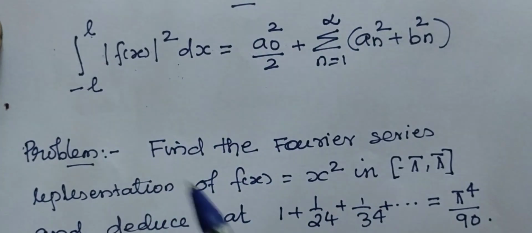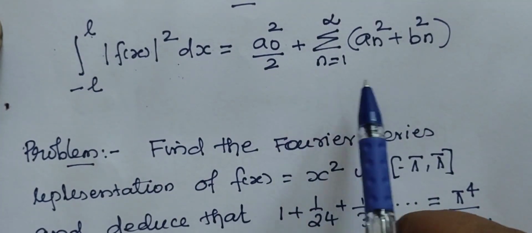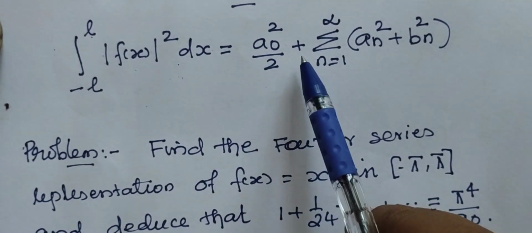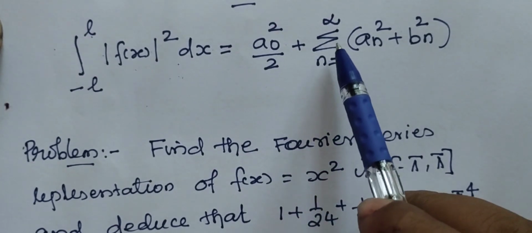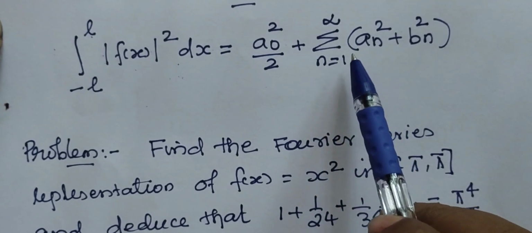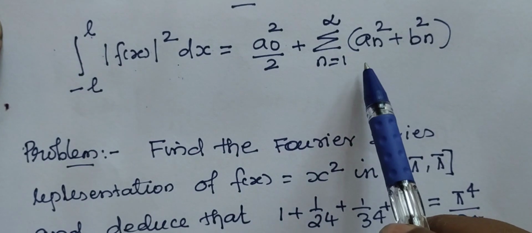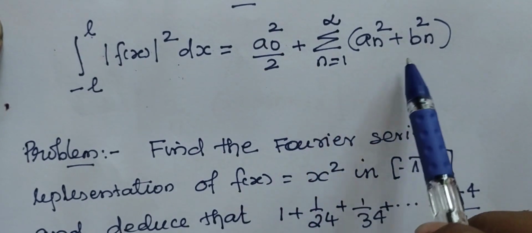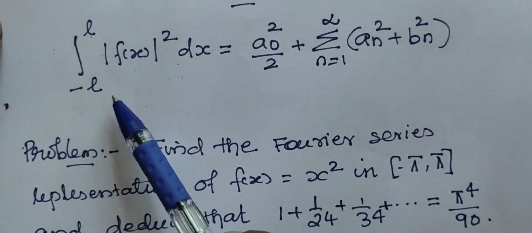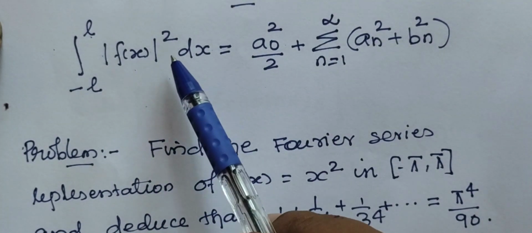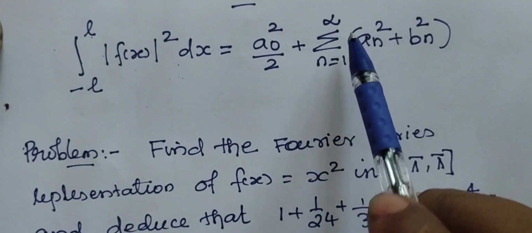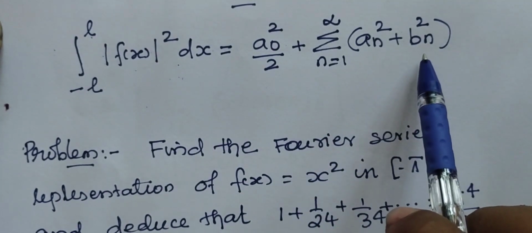For an even function, we get only a naught and a n. In such cases, we use a naught square by 2 plus summation n is equal to 1 to infinity a n square. Suppose the given function is odd, then a naught and a n are equal to 0. So we use only this b n square, that is, in such cases, the integral from minus L to L of mod f of x whole square dx is equal to summation n is equal to 1 to infinity of only b n square.